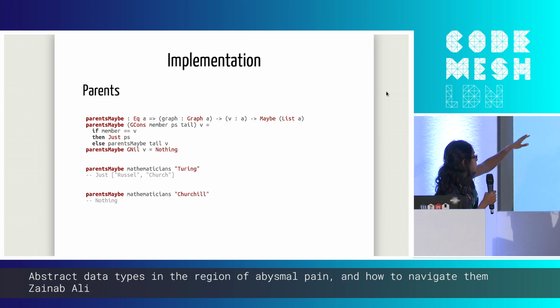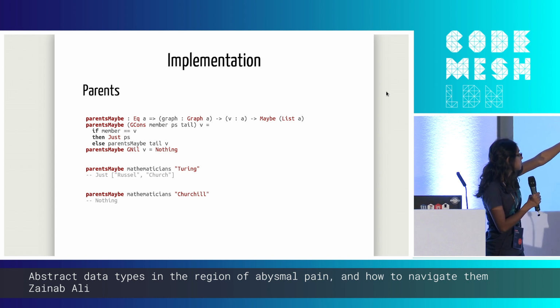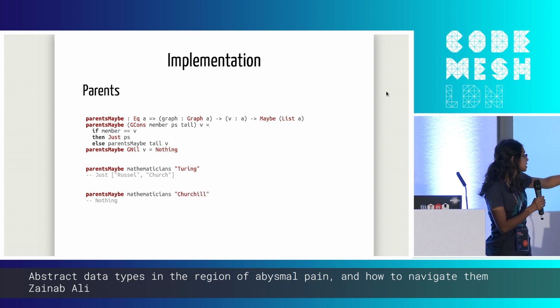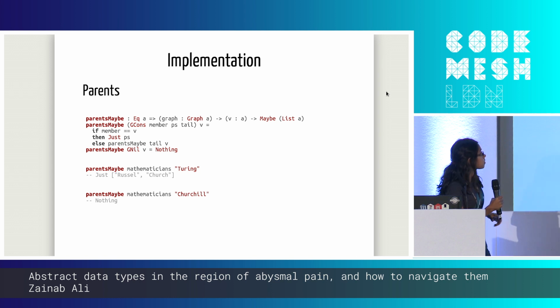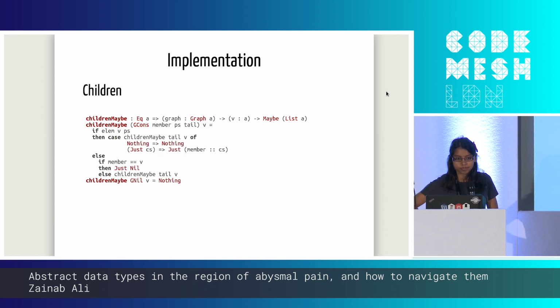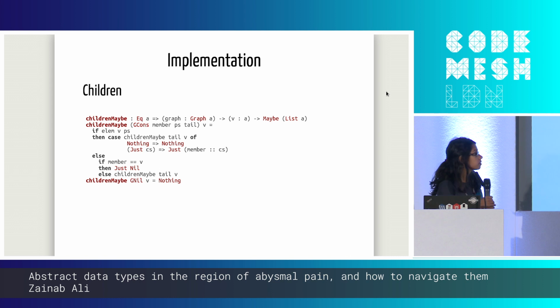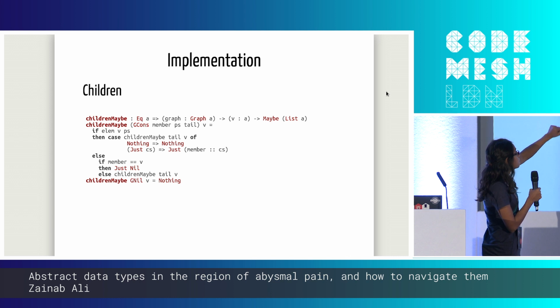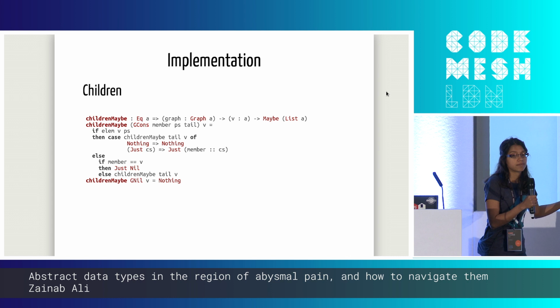Okay, so I can use this parents maybe function now on mathematicians and Turing, and I get what I expect, Russell and Church. And if I ask for someone else, let's say Churchill, I get nothing. I'm going to need to do the same thing for my children. So my signature for children also has a maybe at the end. I take a graph, I take a vertex, and I return a maybe of the list of children.